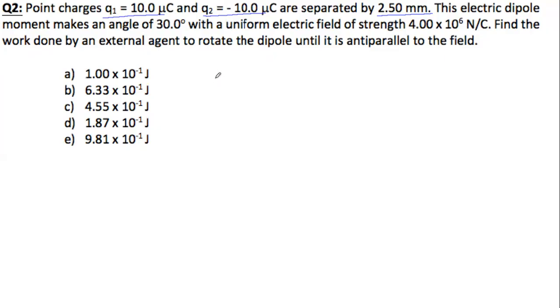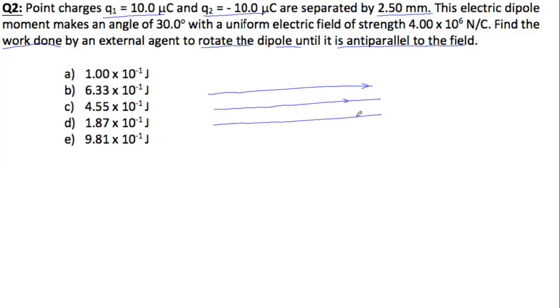Okay, so find the work done by the external agent, applied by you, let's say, to rotate the dipole moment until it's anti-parallel to the field. Okay, let's draw the electric field. This is a uniform electric field. These electric field lines are parallel to each other and they are equally separated. So this shows you that this is a uniform electric field. The magnitude of the electric field is 4 times 10 to the power 6 Newton per Coulomb.